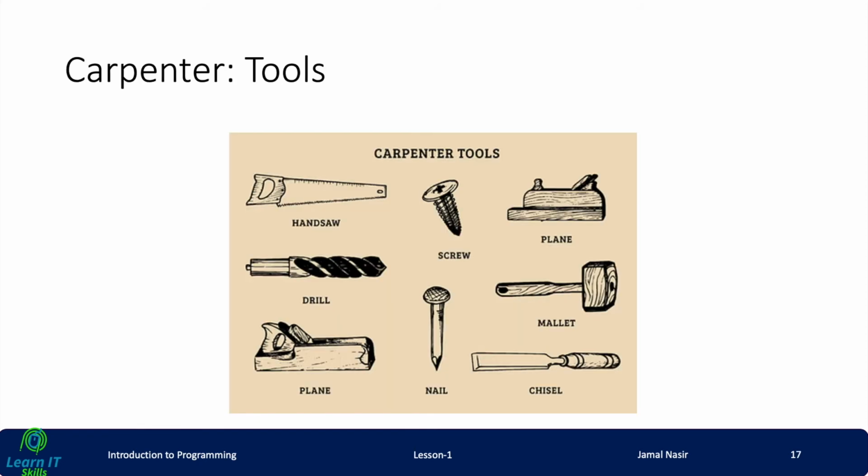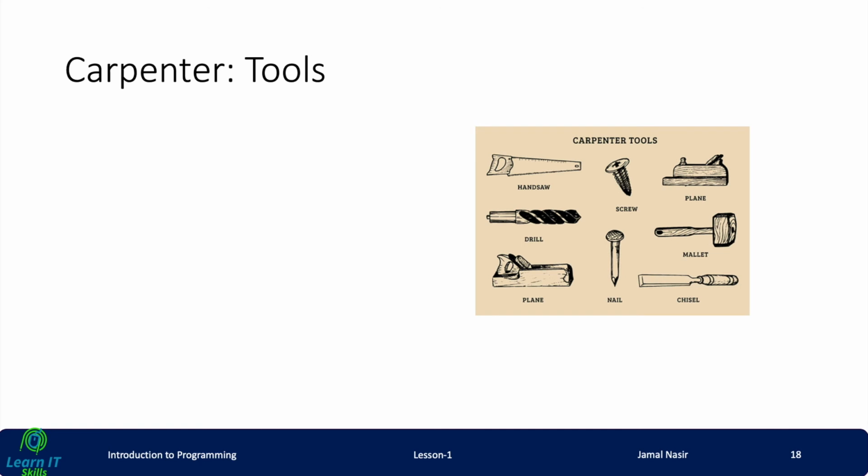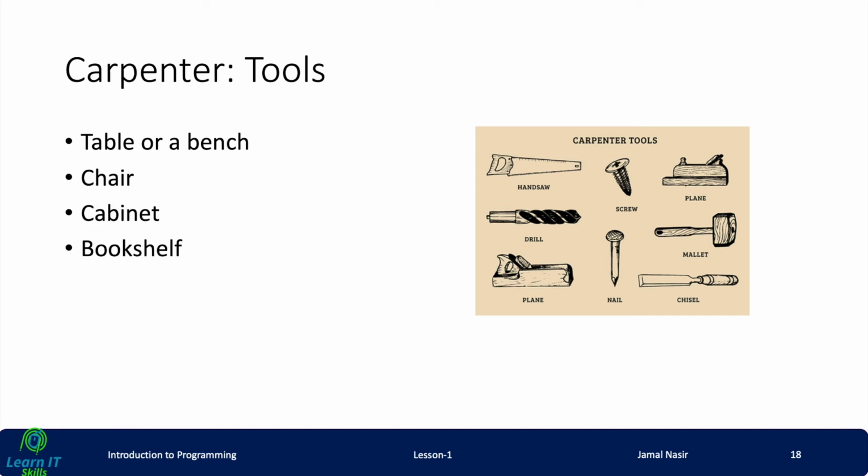So these are the tools a carpenter uses to make different things, right? He or she can make furniture, different types of furniture. So what are the main skills behind any successful carpenter? Not these tools, but he knows how to use these tools, right? With the help of these tools, a carpenter can make a table or a bench, a chair, a cabinet, a bookshelf, a door, a bunk bed or simple bed, right?